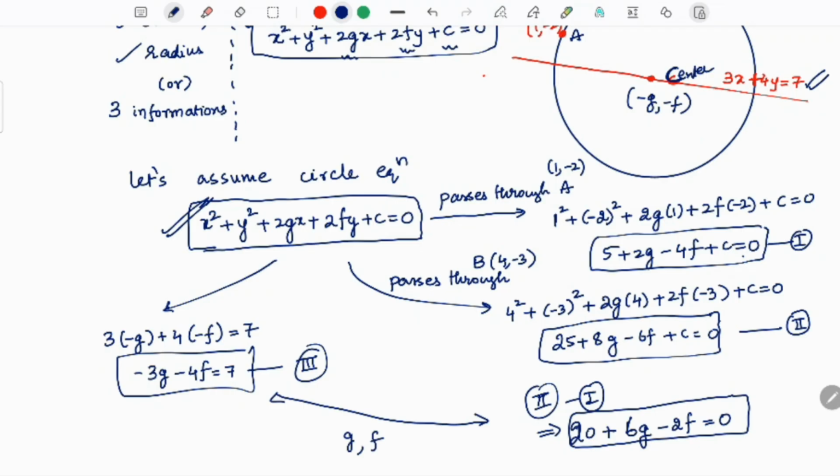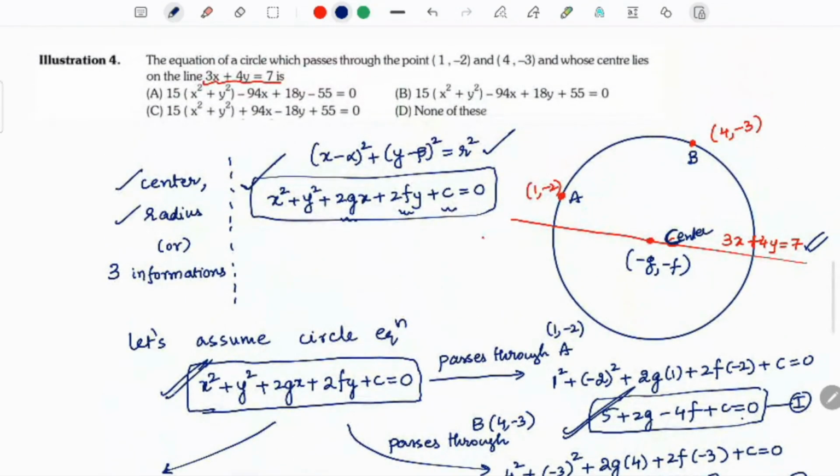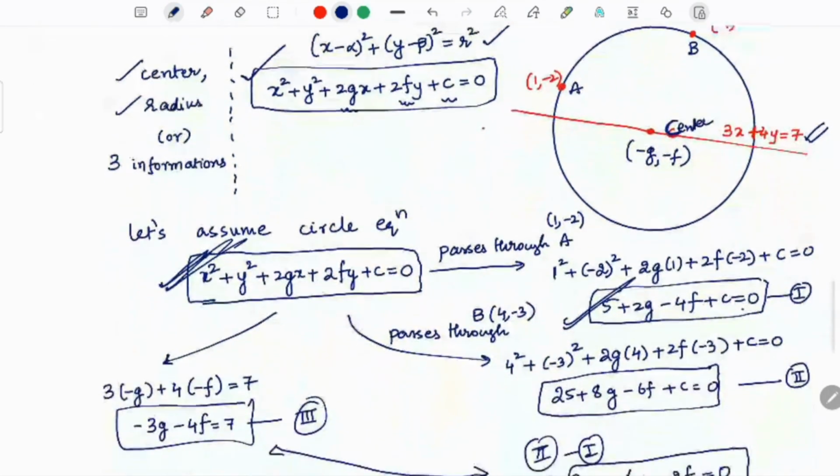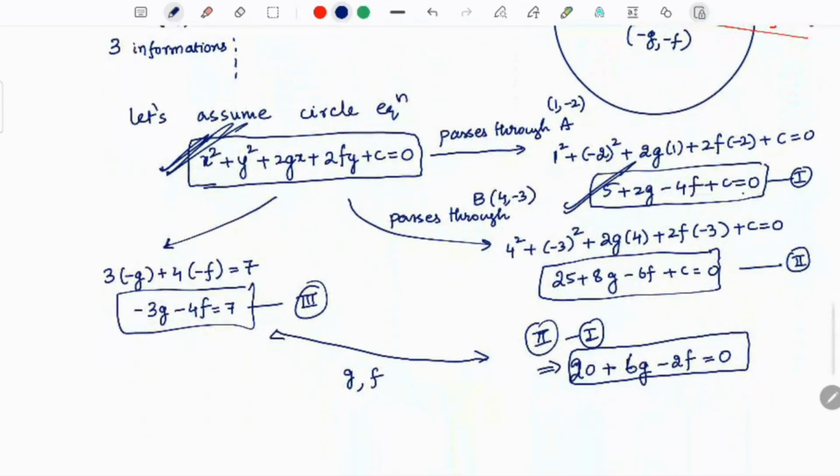Correct? Using the elimination method, we can find the g value and f value. Once I get the g value and f value, I'll substitute in the first equation. I'll get the c value. So that means I'll get the g value, f value, c value. Then I'll plug them in, and that means we are getting the circle equation. Is the method clear? Three pieces of information are given. Using that, frame three equations, and solve them to get g, f, c. Then we have the circle equation. This is method one. If it is clear, I'll go to the next one.